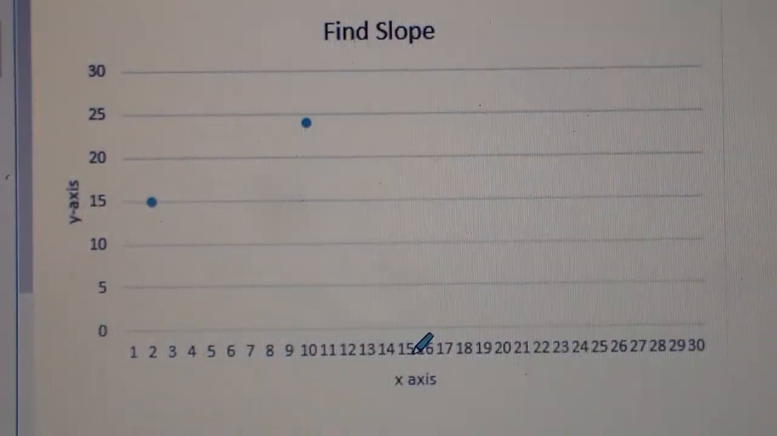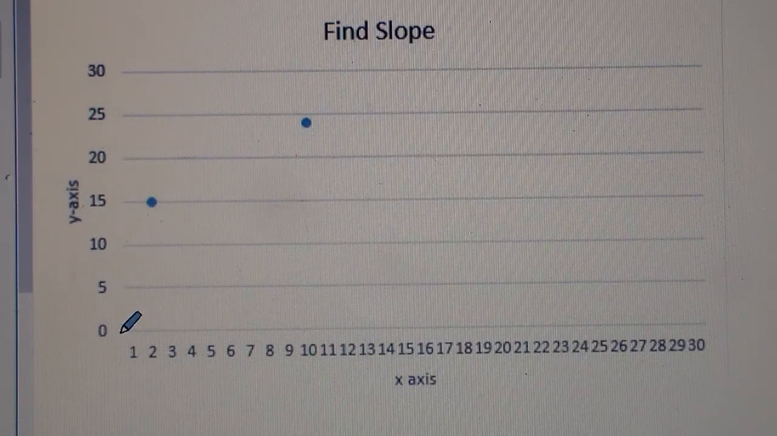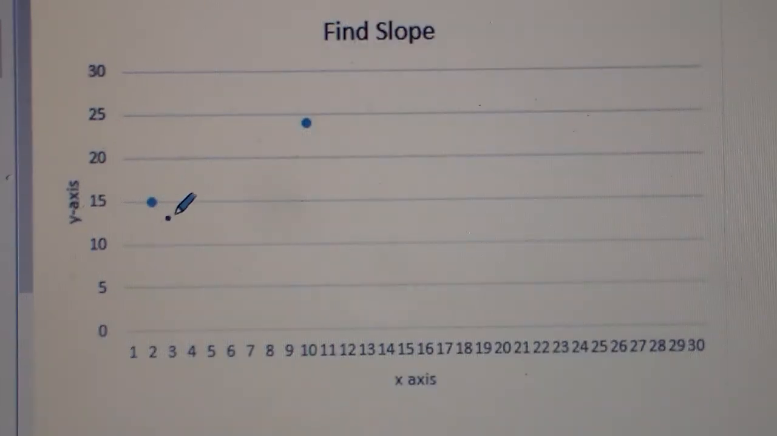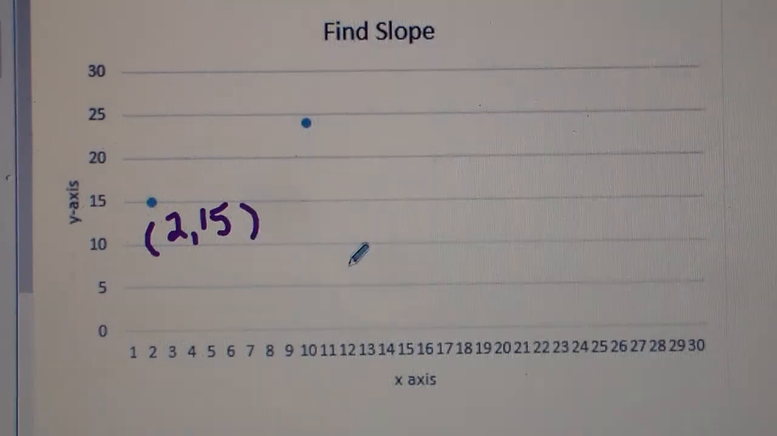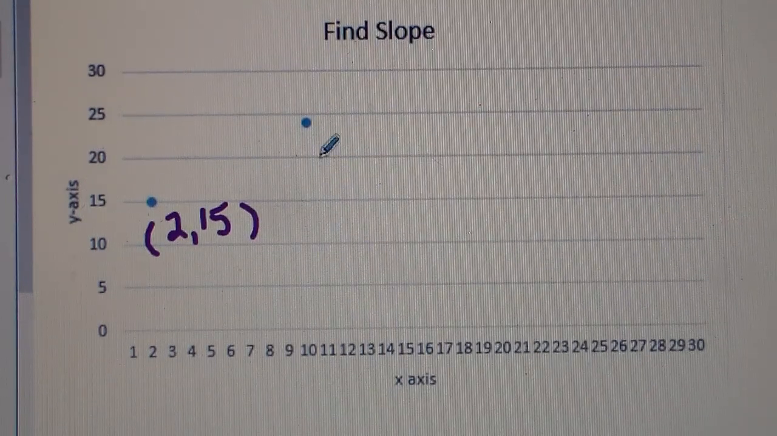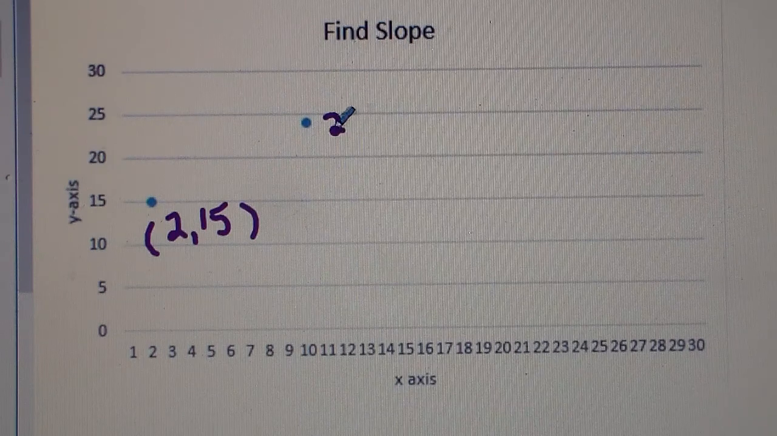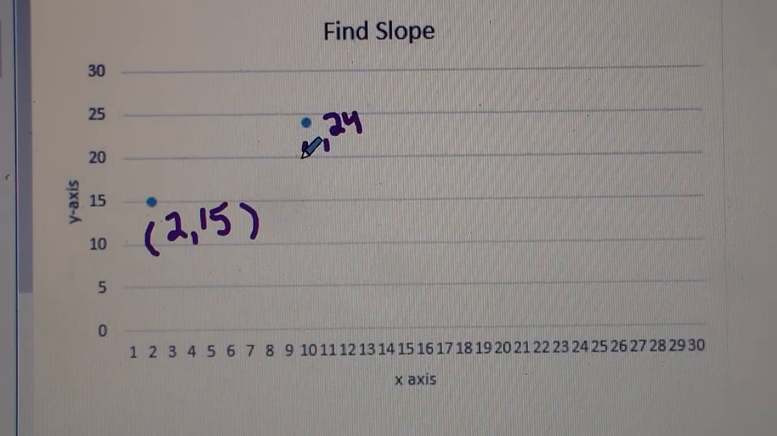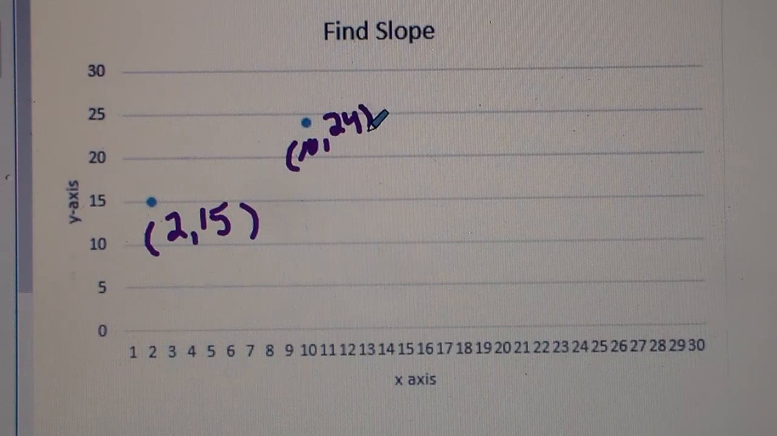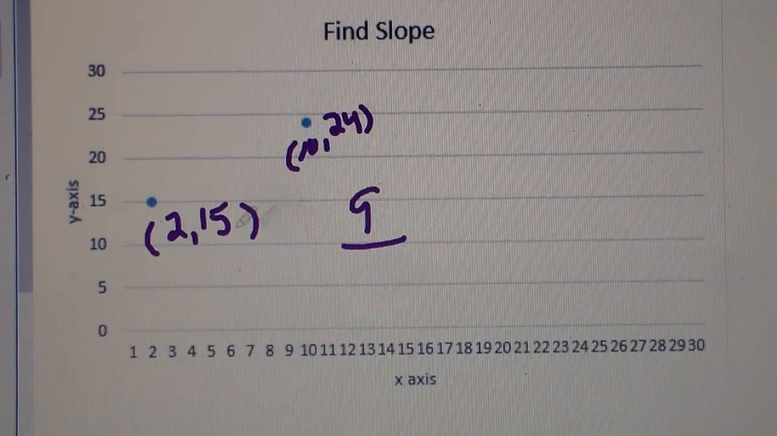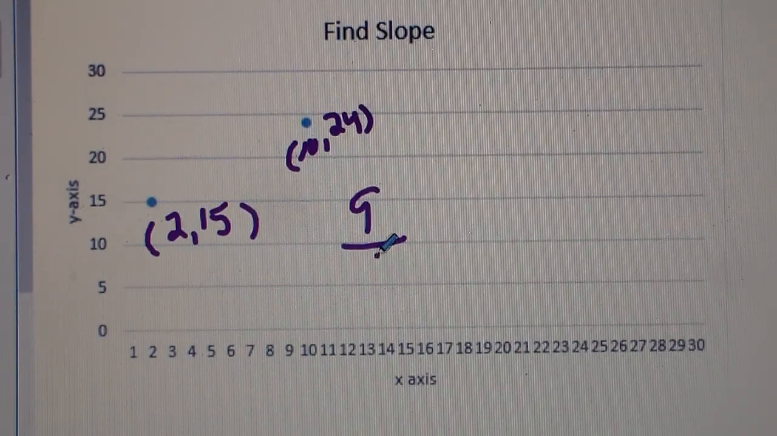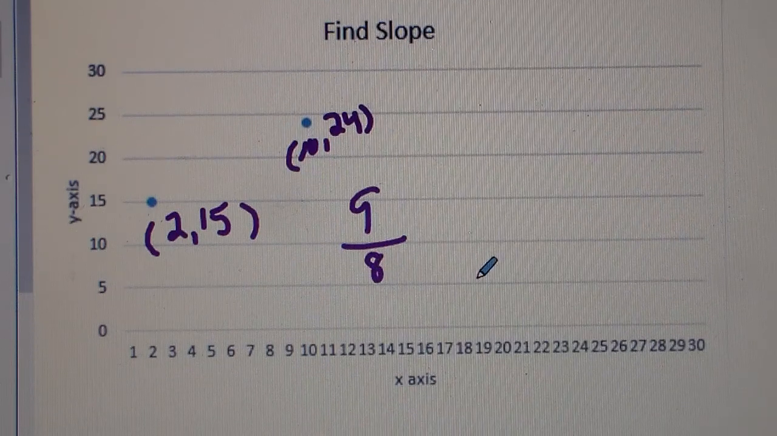In this case, I didn't give you the 2 coordinates, so you're going to have to kind of assume what it is. It's 2 to the right, 15 up. So you have to practice identifying coordinates too. You can't forget how to do that. And this coordinate looks like it's 10 to the right, 24 up. So it'd be 10, 24. 24 minus 15 gets you 9, divided by 10 minus 2, which gets you 8. So this has a slope of 9 over 8.